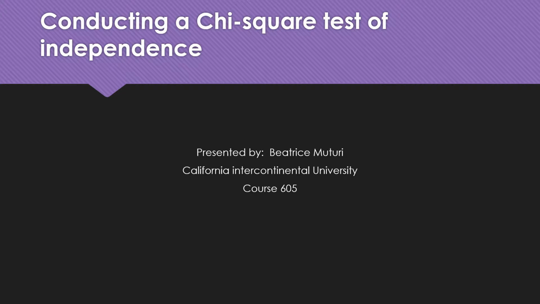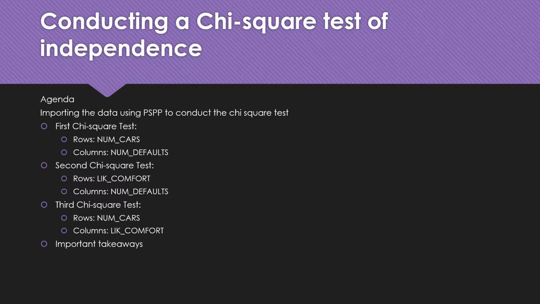Today I'll be presenting this topic on conducting a chi-square test of independence as partial requirement of course 605. The agenda of this presentation is about importing data using the PSPP to conduct the chi-square test.